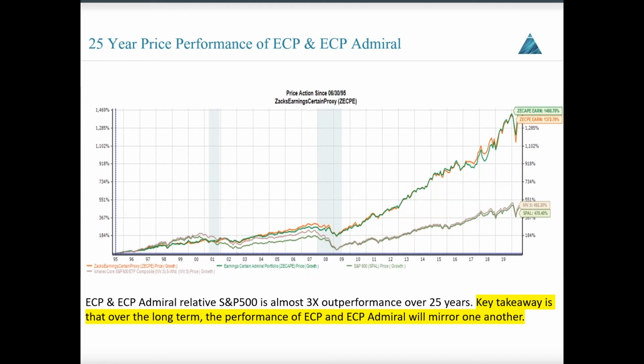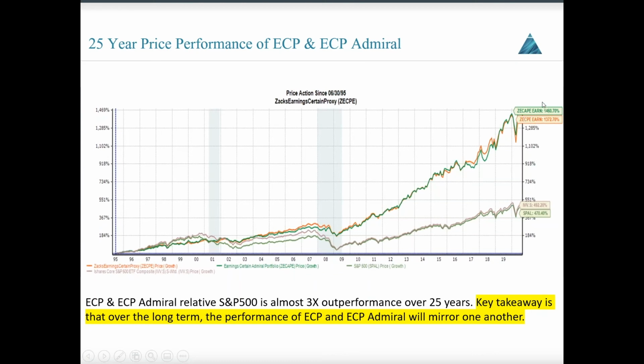So this is the chart that I was literally just referring to that shows the 25-year price performance of the broader Earnings Certain Portfolio against the Admiral. And it also overlays the S&P 500 ETF, the tracking composite, which is IVV.S in the Zacks research system, overlaid against the S&P 500. So you can see how really well our composite facility does overall in tracking, certainly valuation characteristics, but also price performance overall. The key takeaway here is that longer term, the performance of the ECP and the ECP Admiral will mirror each other.